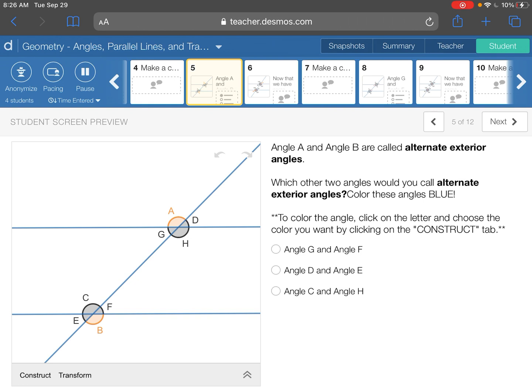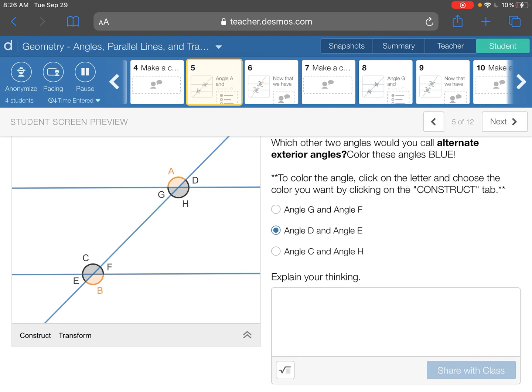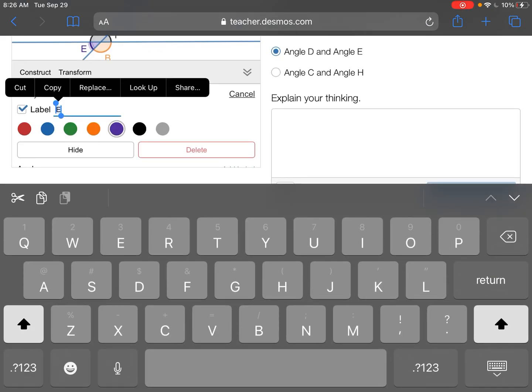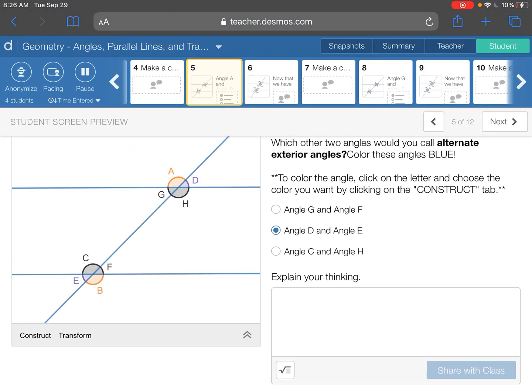The other alternate exterior angles in this picture would be angle D and angle E, because angle D is on the opposite side of the transversal as E, and they are both on the outside, the exterior of the parallel lines. They're not in between the two parallel lines.